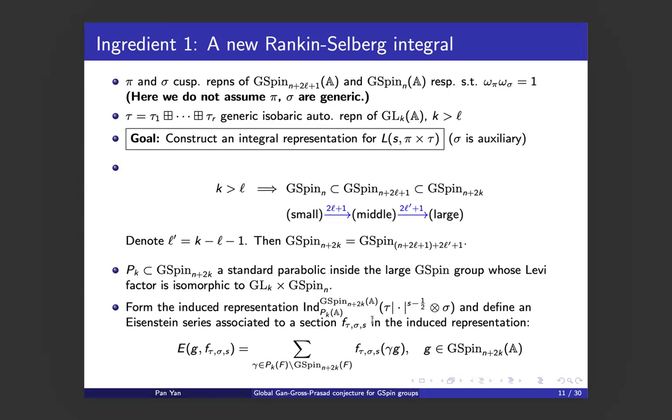And then we define an Eisenstein series associated to a section f in the induced representation. So this Eisenstein series is defined in the usual way. The Eisenstein series depends on tau and sigma, and there's a complex parameter s. So this is an Eisenstein series on the large GSpin group.